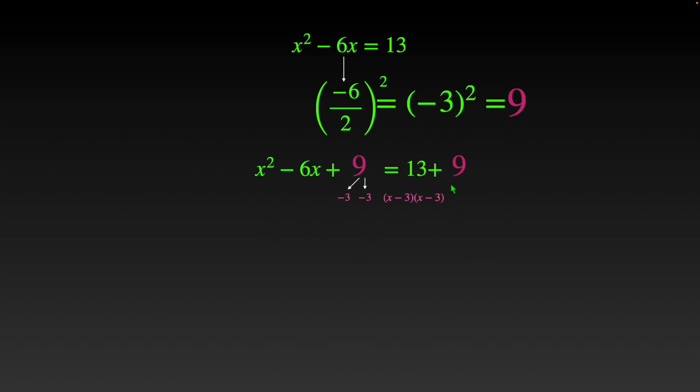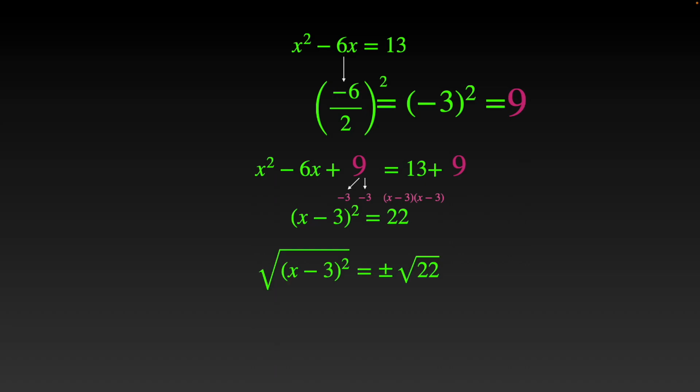On the right-hand side, we'll just add these 2 numbers together. So on the left-hand side, we have x minus 3 squared. It's the same thing as x minus 3 times x minus 3. And on the right-hand side, we get 22. 13 plus 9 is 22. Now we want to solve for x, but we do have this square here, so we want to get rid of that. How do we do that? By taking the square root of both sides.